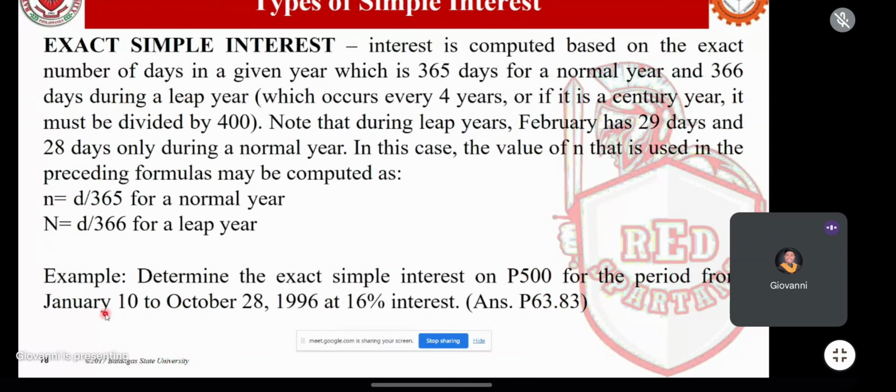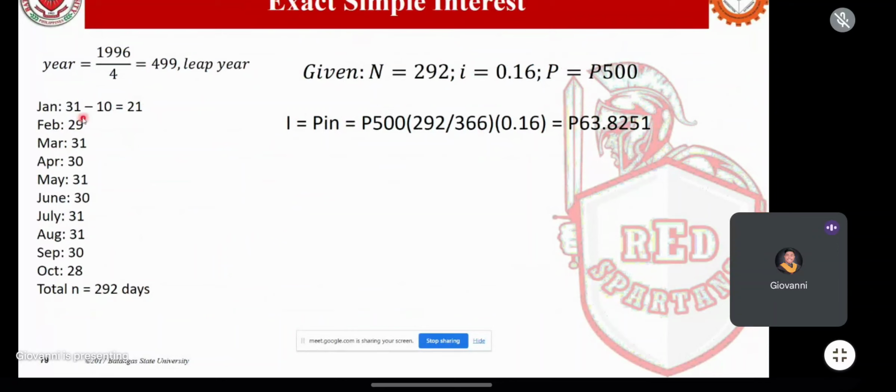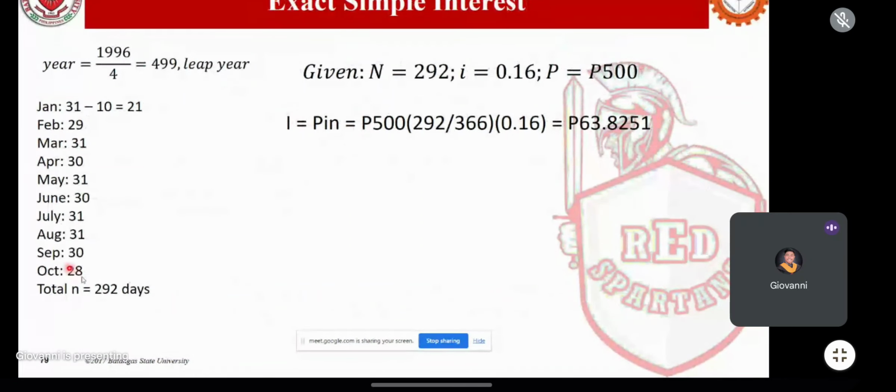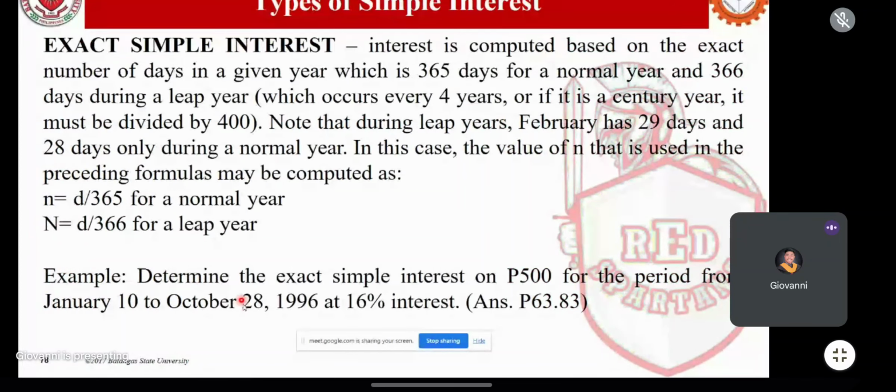Again, for the first month, to know how many days it has, you just have to subtract the given date from the number of days of that certain month. For example, we have 31 minus 10 equals 21. Next, for the last month, whatever exact date is written in that month is the number we will use. So our October is 28.